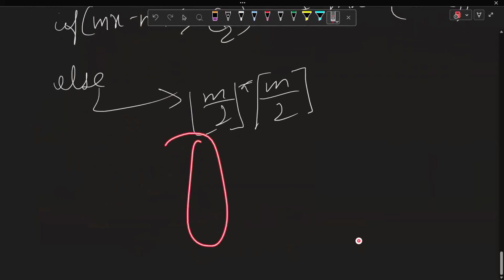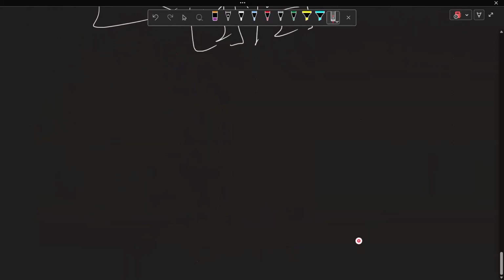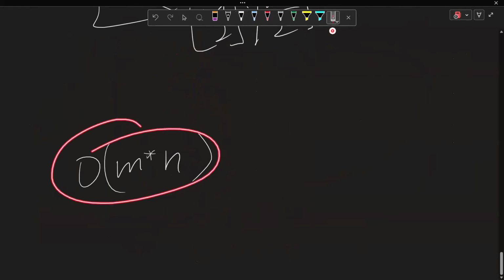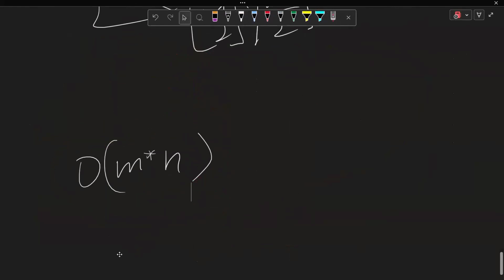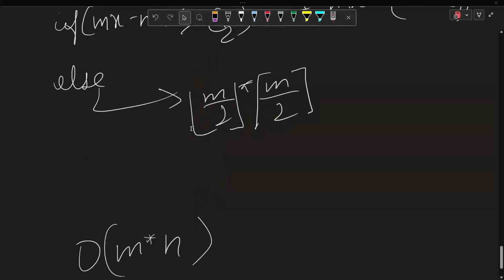For the second row, do the same. So basically you are traversing the whole matrix. So your overall complexity would be O of M into N. Okay, I hope the complexity is clear. So we'll look at the code and then understand. I hope the logic is clear. Now we can move to the code if the logic is clear.